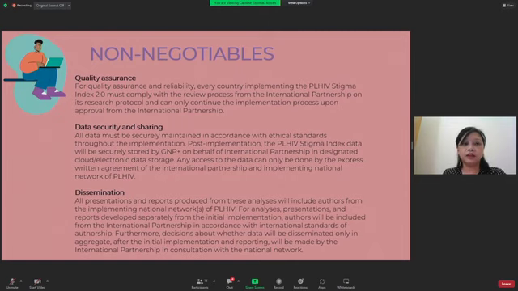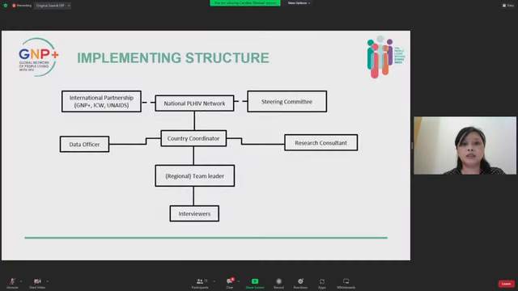And of course, data security and sharing is one of the important parts that has to be considered in the process of the data, because there's a lot of personal data that can be breached. So data security and sharing is one of the most non-negotiable items of the study as well. And also the result of the study is used for dissemination. This is the suggested implementing structure by GNP, and also it has been agreed that it has to be led by the National PLHIV Network.